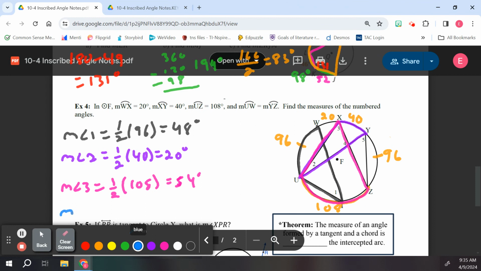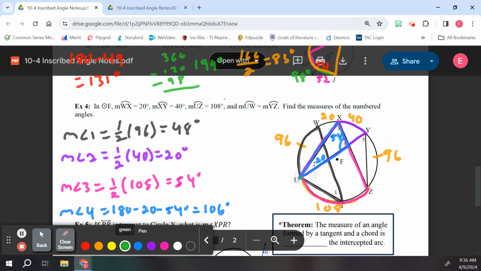Now for the measure of angle 4, if we look at it, it's right here, but we're inside this triangle. And we have the measure of angle 3 and the measure of angle 2. Remember, 2 was 20, 3 is 54. So we're going to take 180 minus 20 minus 54 degrees, which gives us a total of 106. Everybody with me where that one came from?